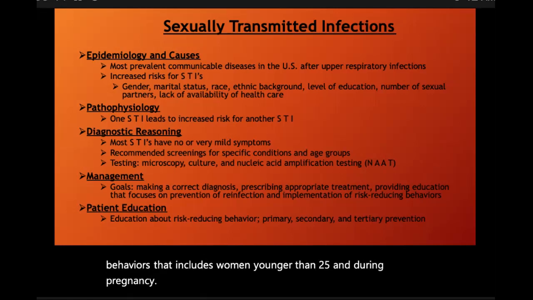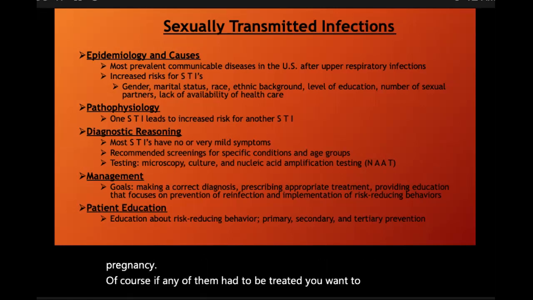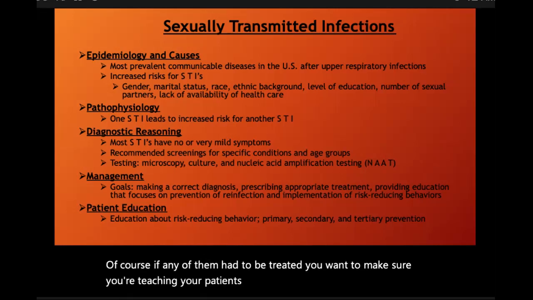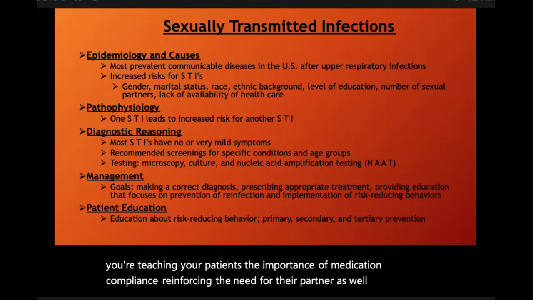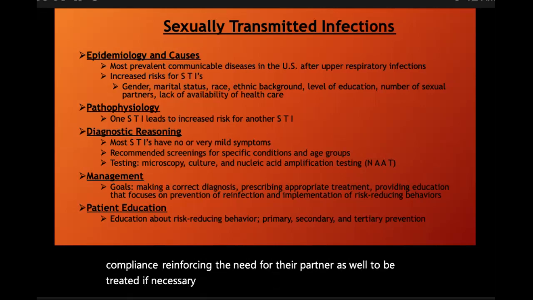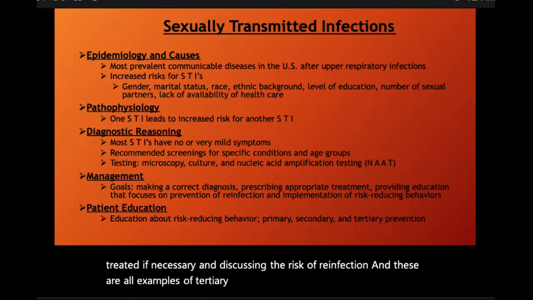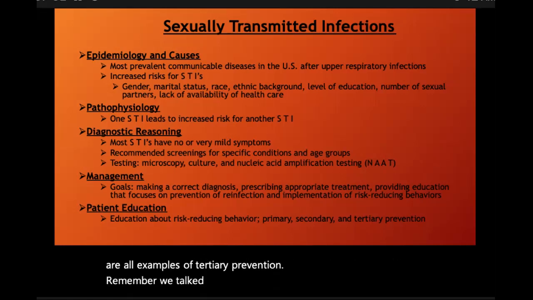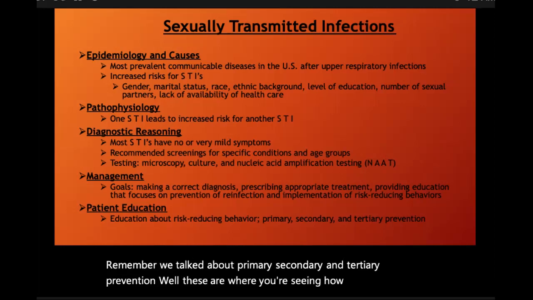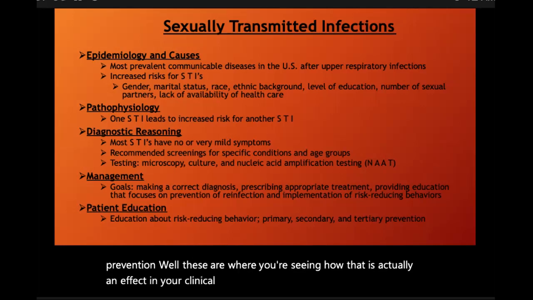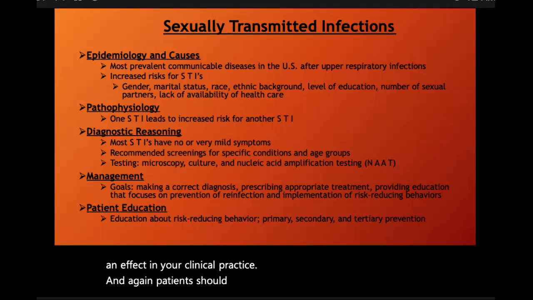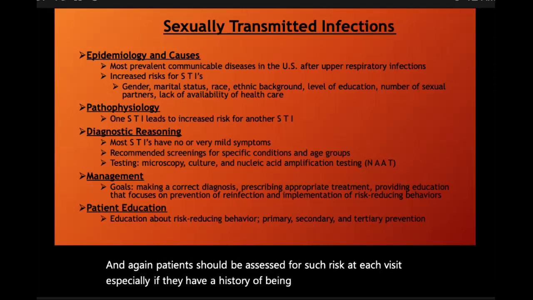Of course, if any of them had to be treated, you want to make sure you're teaching your patients the importance of medication compliance, reinforcing the need for their partner as well to be treated if necessary, and discussing the risk of reinfection. And these are all examples of tertiary prevention. Remember, we talked about primary, secondary, and tertiary prevention. Well, these are where you're seeing how that is actually in effect in your clinical practice. And again, patients should be assessed for such risk at each visit, especially if they have a history of being sexually promiscuous.